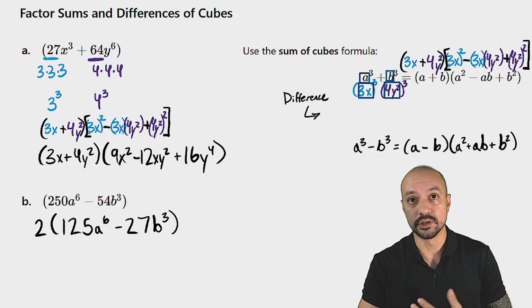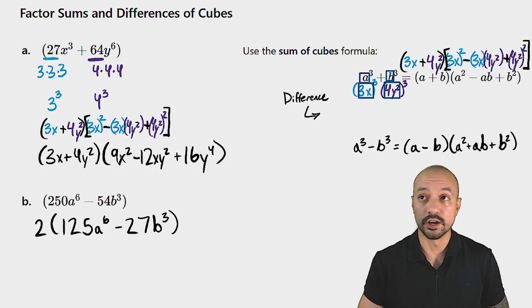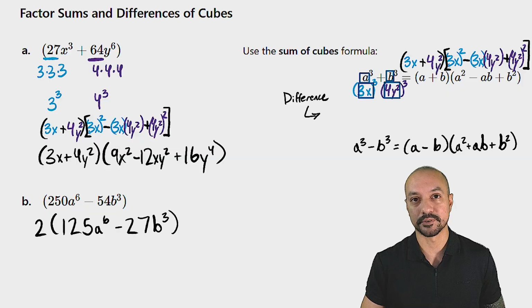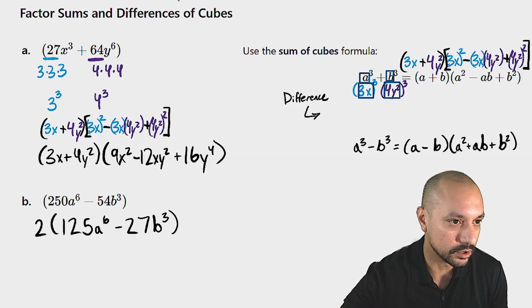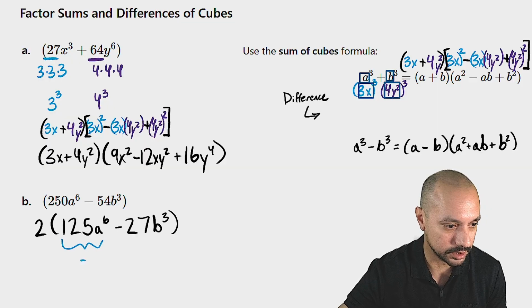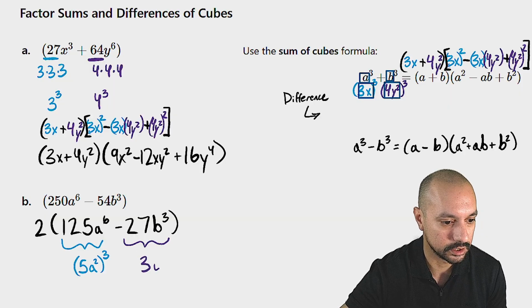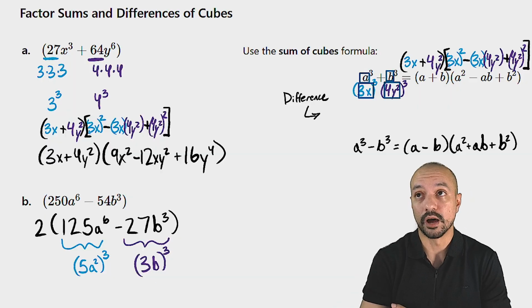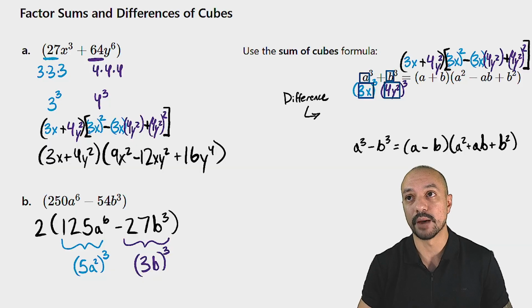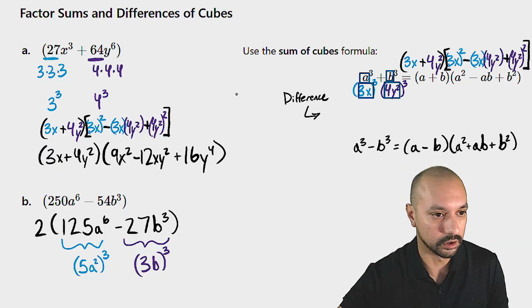27 we just worked with, so we know that that's 3 to the 3rd power. And 125 is actually 5 times 5 times 5. So let me go ahead and just record what we are cubing in each case. So this is 5a squared cubed. And over here, we have 3b cubed. All right, I'm going to do this one a little bit faster since you've already seen me map everything to the formula. So let's go ahead and start.